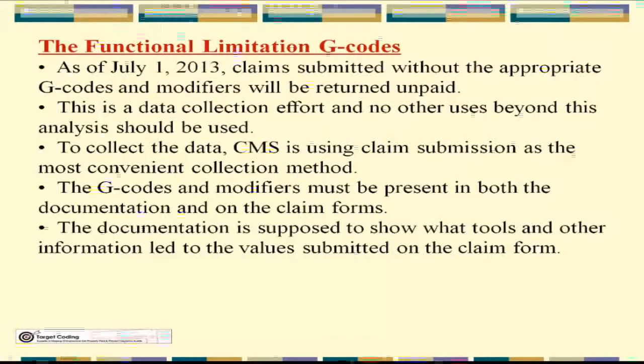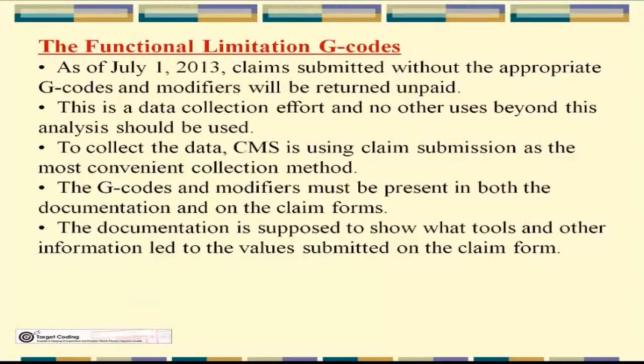So this is a data collection effort. Medicare figured the only way we're going to be able to gather this data is through claim submission. They don't want you to send in your notes. They're not going to ask the patient about what's going on, so they felt the best way to collect this data is through claim submission. So these G codes and the modifiers, which we're going to get into very specifically in a few minutes, must be present in the documentation and on the claim forms. The documentation is supposed to show what tools and other information led to the values being submitted on the claim. So the tools I'm going to go over also in a few minutes.